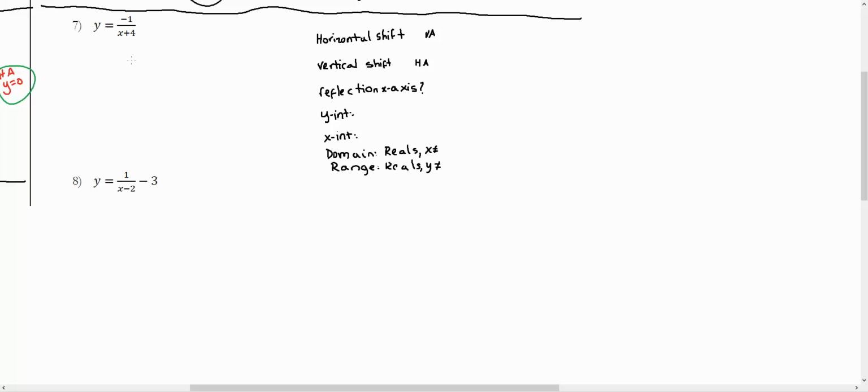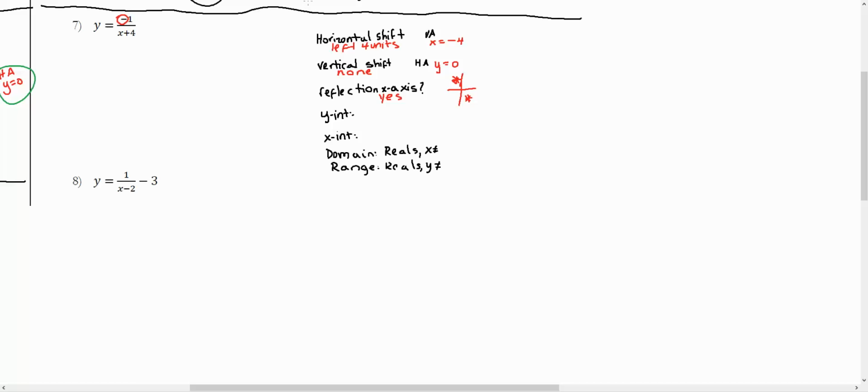All right, number 7. Do we have a horizontal shift where you look at the denominator? It says plus 4. That means we went to the left 4 units. And your vertical asymptote is x equals -4. There is no plus or minus here, so there is no vertical shift. And your horizontal asymptote is y equals 0. You notice how this is negative now? This means that, yes, we have a reflection. What does this mean? This means that the function is going to exist here in quadrant 2 and quadrant 4.